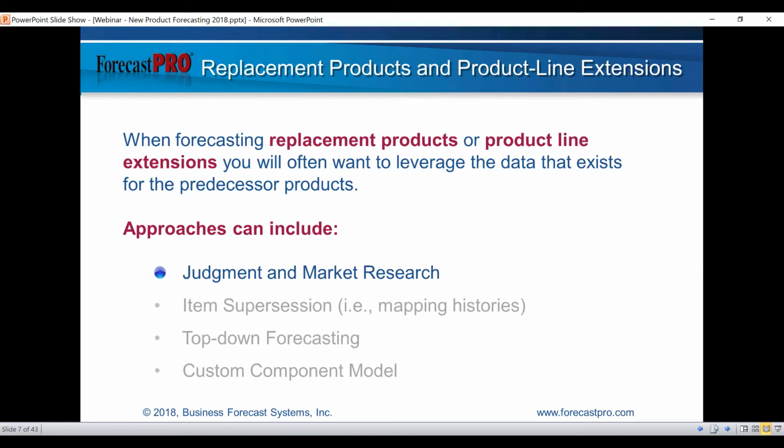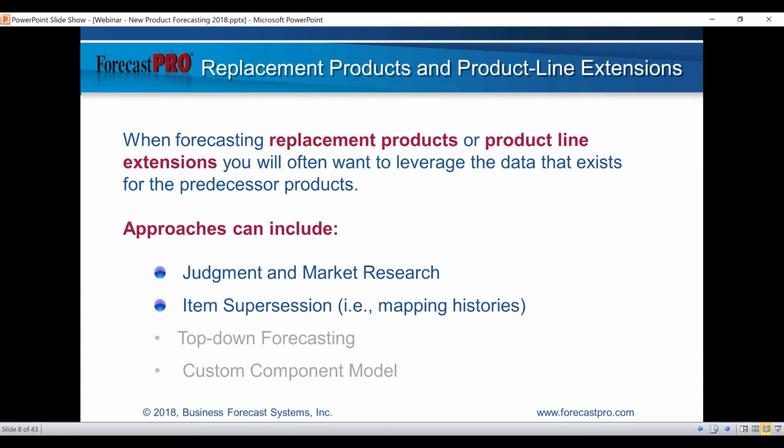So one thing that you always want to think about when you're doing new product forecasting, and perhaps forecasting in general, is to incorporate judgment and market research, particularly judgment for forecasting in general. These are going to always play a really important role across really all of the new product types that we're going to be talking about. This does not really leverage the existing predecessor product data in this case. And given that, we're going to focus a little bit more on some of these other approaches, which are more unique to replacement products and line extensions.